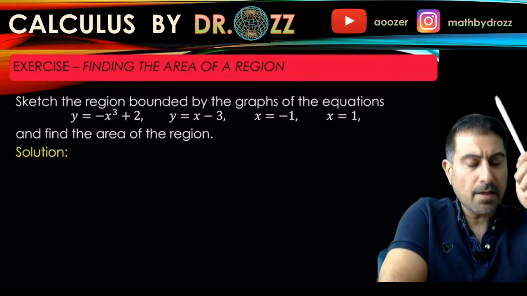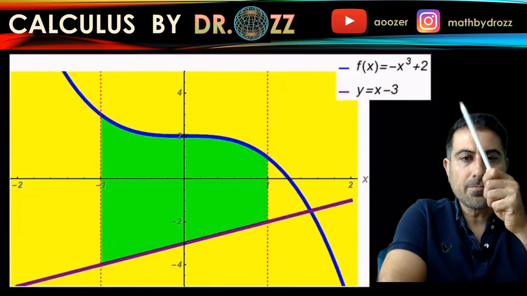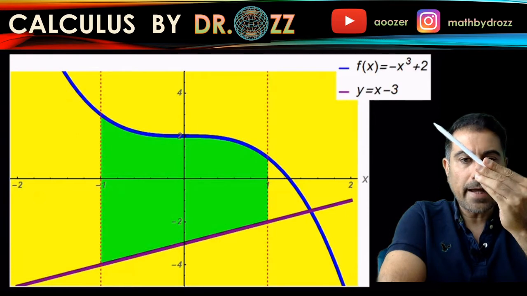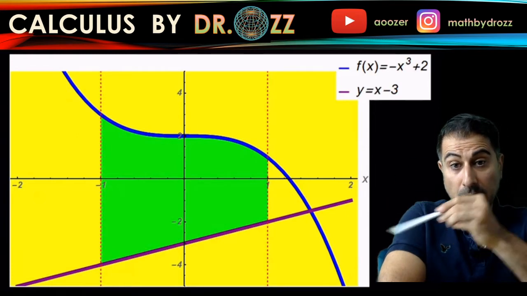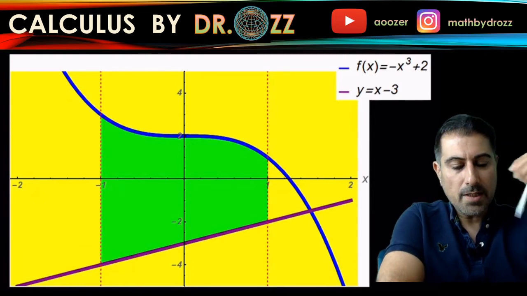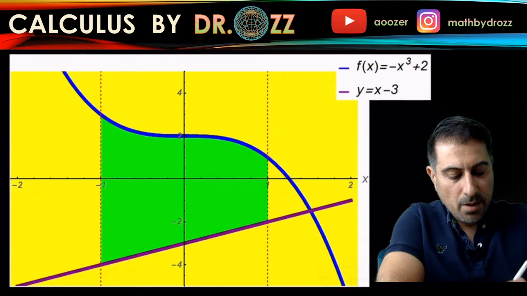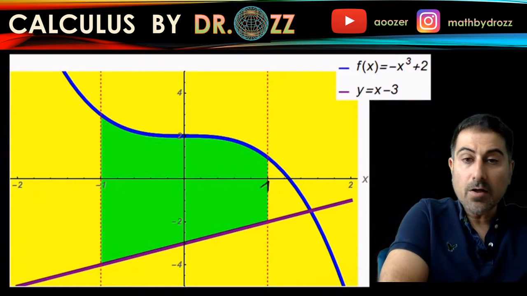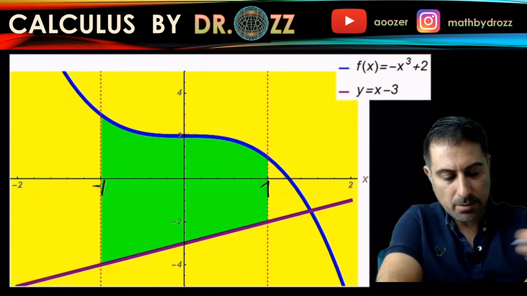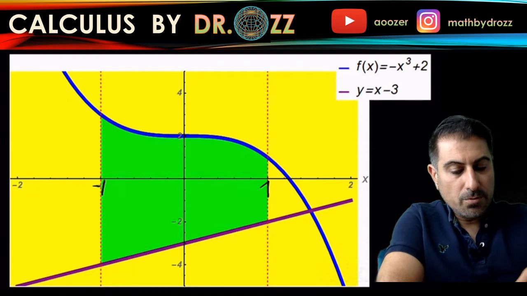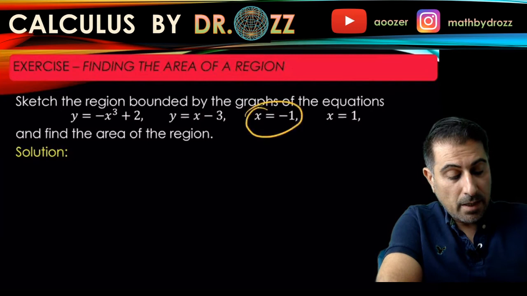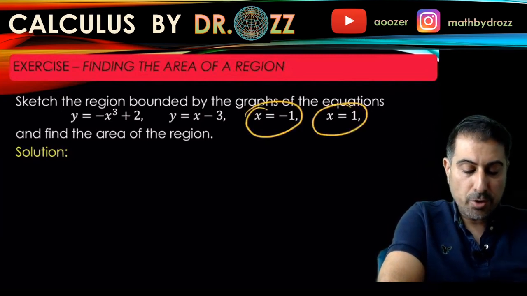As you see, you have the blue graph, which represents negative x cubed plus 2. And you have the purple graph, which is the line representing y equals x minus 3. And you have x equals 1 and x equals negative 1. These are the vertical lines. These are not points, by the way. So going back to the description, you are talking about the vertical lines, a line with slope 1, and the cubic curve.